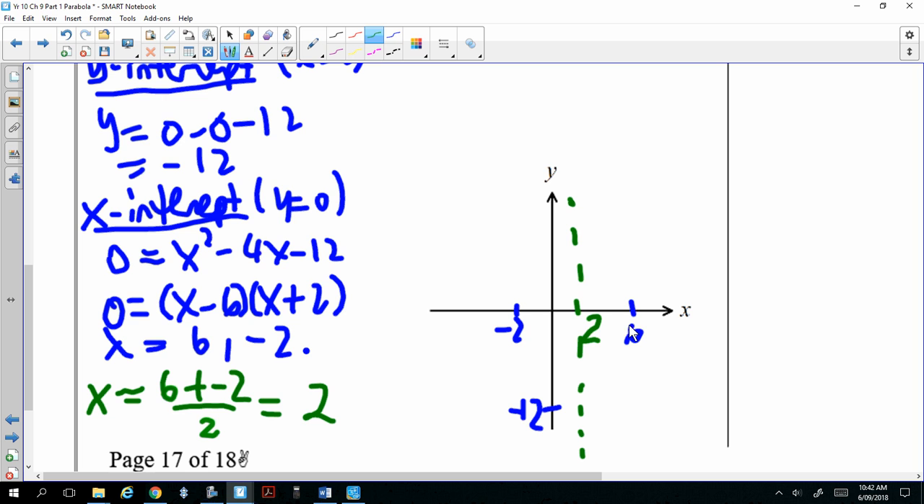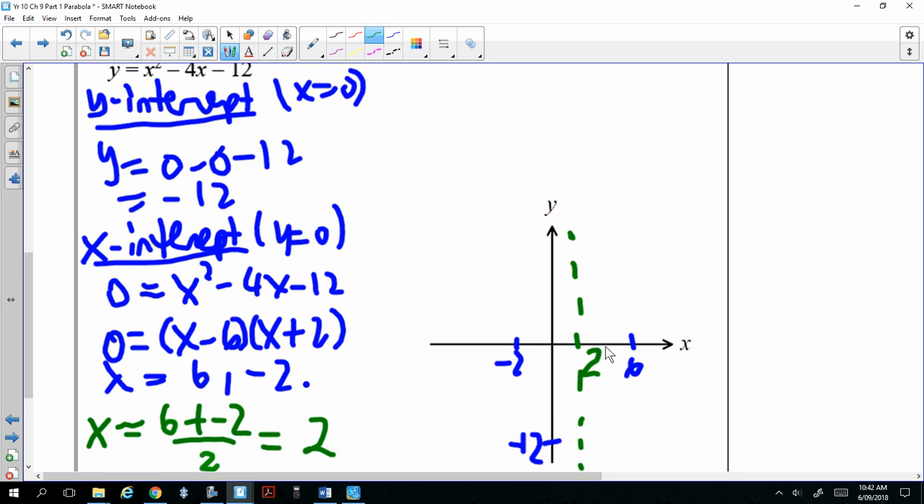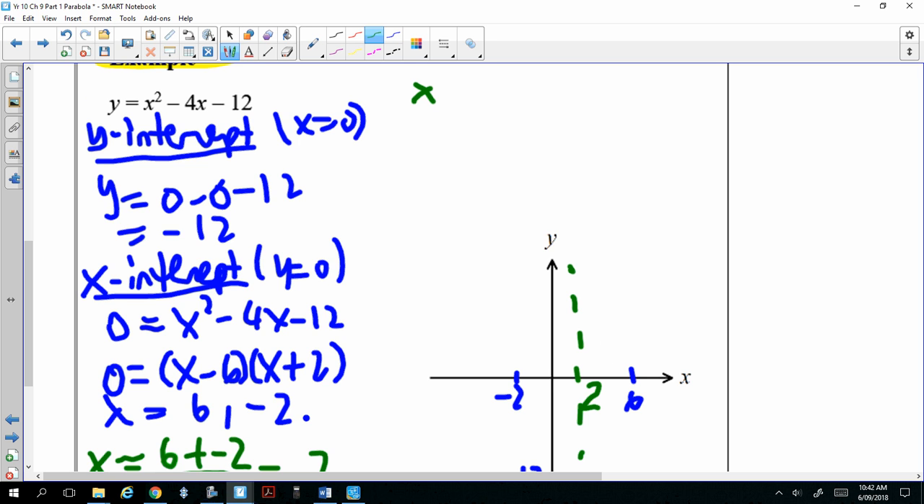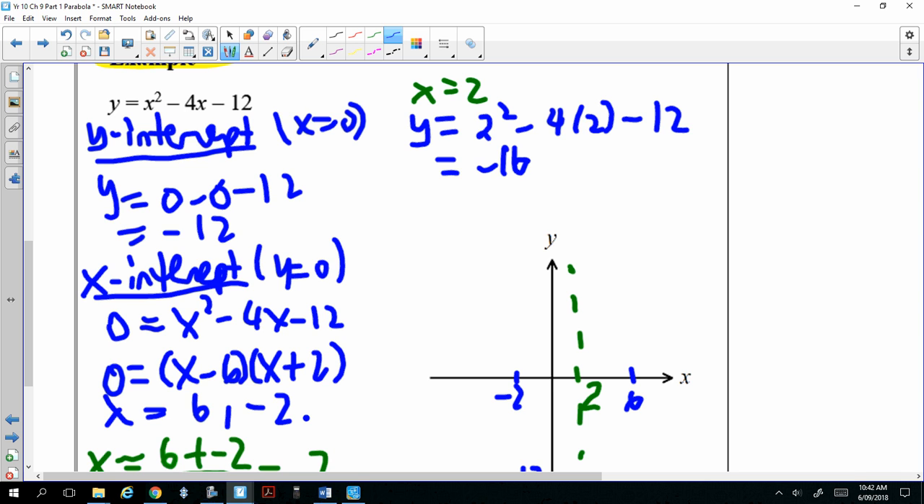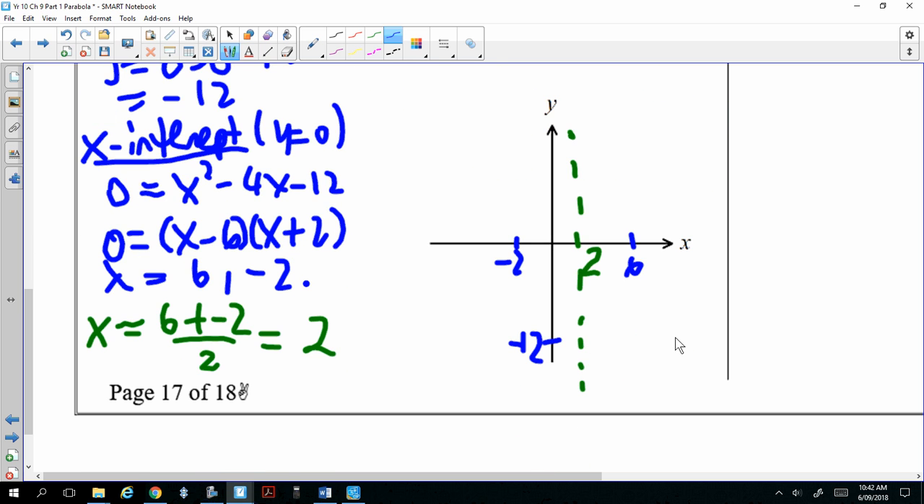Once you do that, you must substitute 2 back into the original formula to get the vertex. So let's substitute x equal to 2, and the rule is y equals 2 squared minus 4 times 2 minus 12. Using your calculator, 4 minus 8 is -4, minus 12 is -16. So that will be your vertex, which is lower than your y-intercept, (2, -16). So we've got these points, and then we can join them to form a parabola.